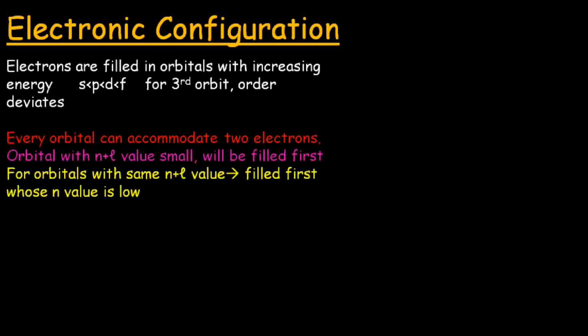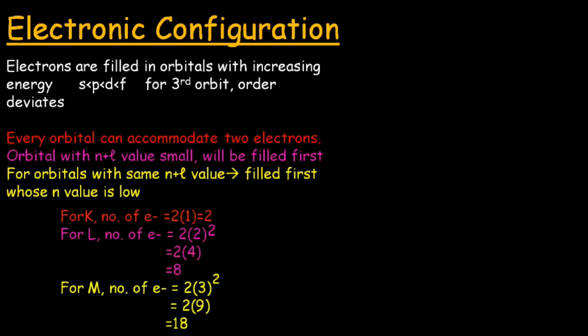Mathematically, an orbital with a small n plus l value will be filled first with electrons. If two orbitals have the same n plus l value, then fill first that orbital whose n value is small. Keep in mind n is the principal quantum number and l is the azimuthal quantum number. The number of electrons in a shell or orbit can be found by using the 2n square formula.